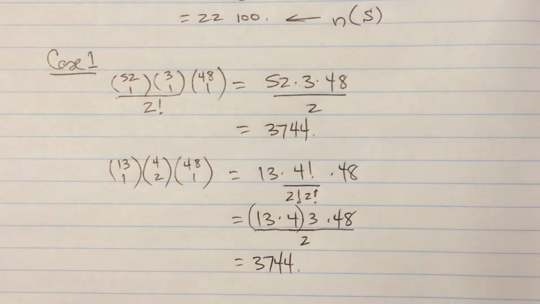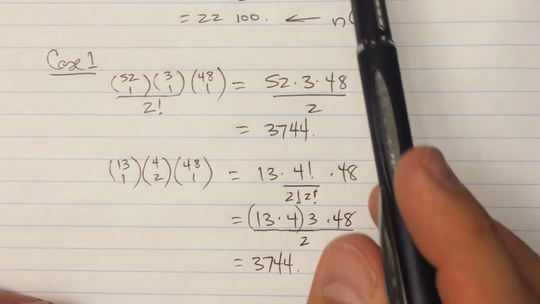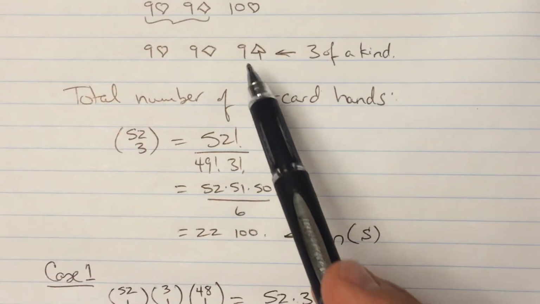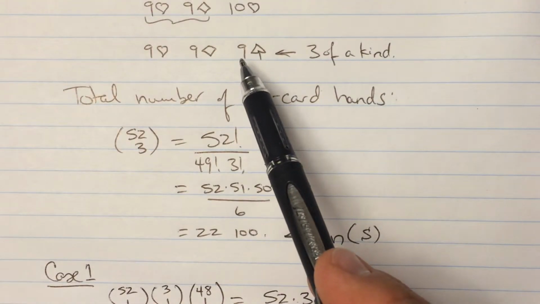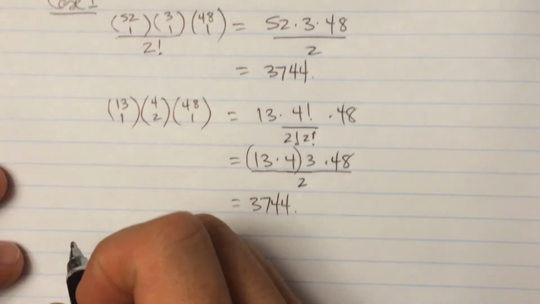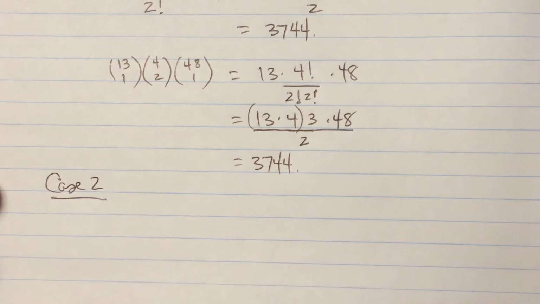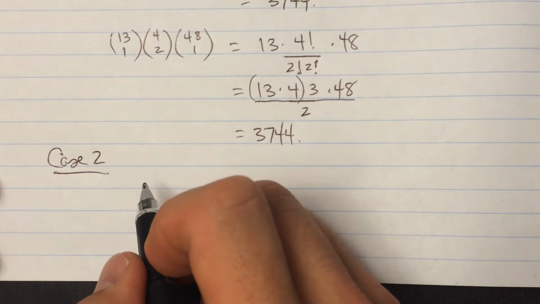3744. So that's counting the cases where the 3 of a kind does not count, these ones here. So let's consider the alternative case then. What if we do count those? So I'm going to call that case 2, the cases where 3 of a kinds do count.